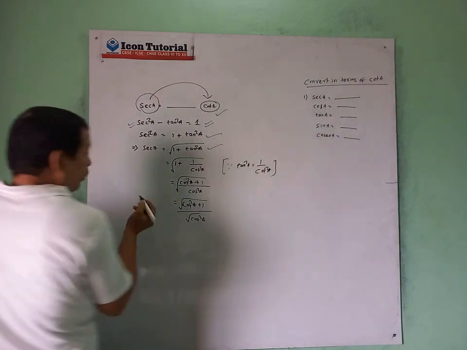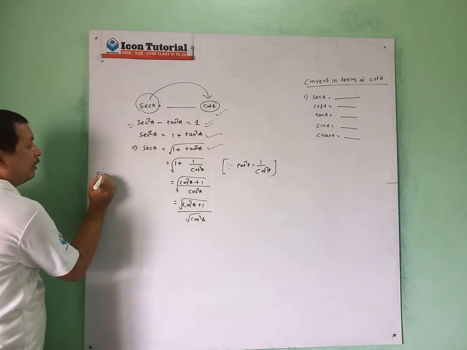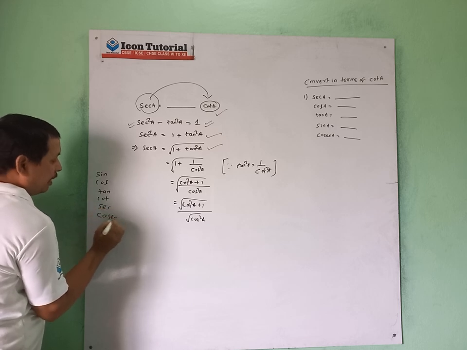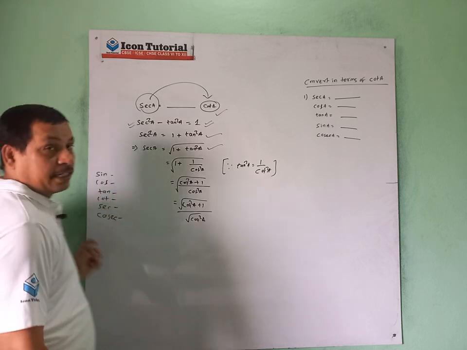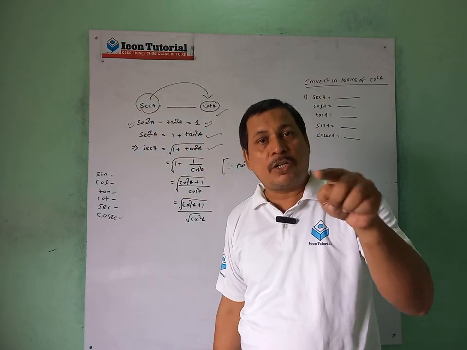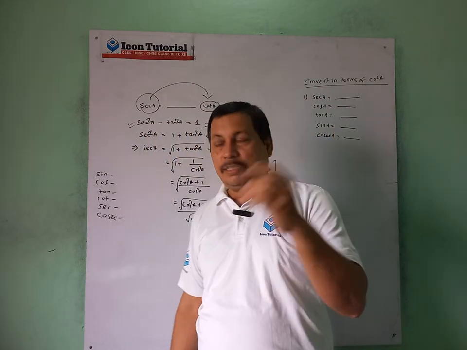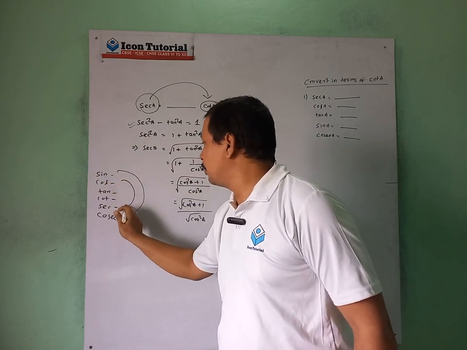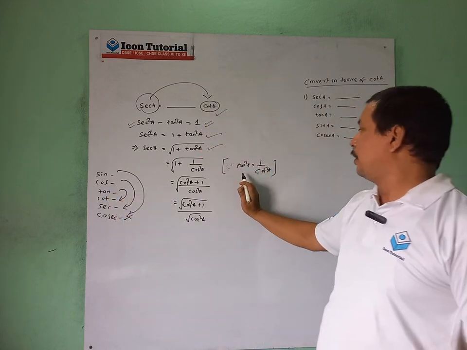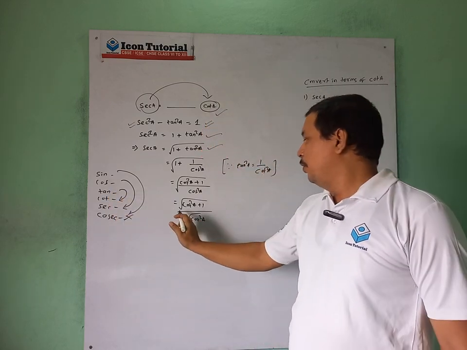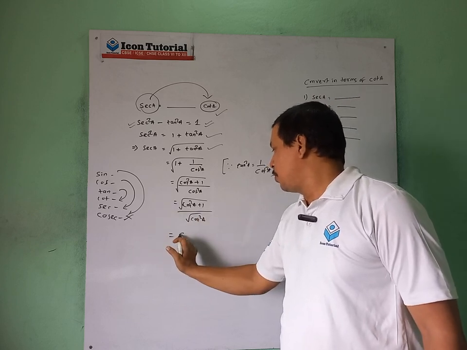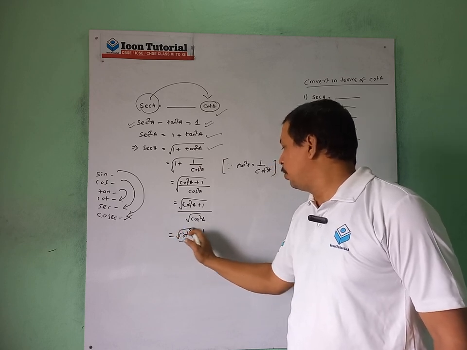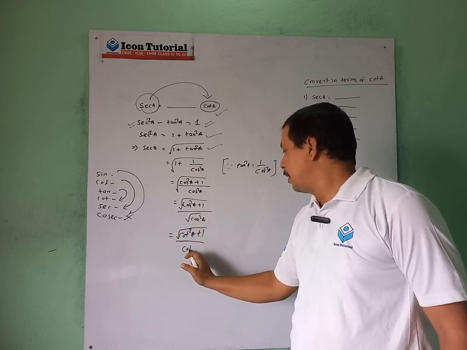What order? You know this order: sin cos, tan cot, sec cosec. Sin cos, tan cot, sec cosec. Sin theta is 1 by cosec theta, cos theta is 1 by sec theta, tan theta is 1 by cot theta. In that way you can convert this one. So sin to cosec, cos to sec, tan to cot. Now tan square is equal to 1 by cot square A. So the next step is the square root of cot square A plus 1, divided by the square root of cot A.